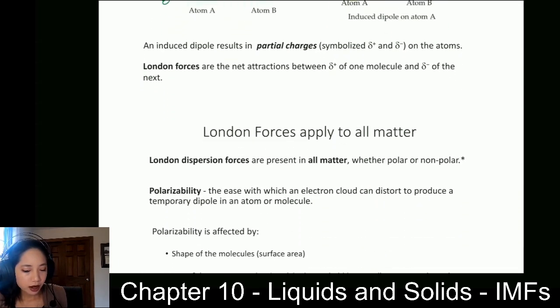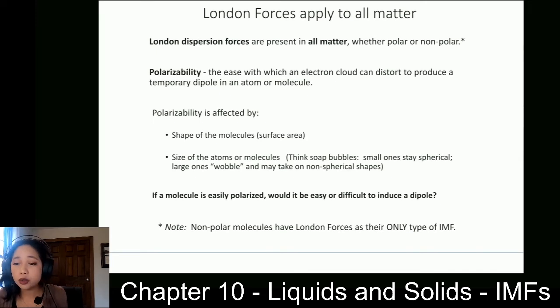London dispersion forces apply to all matter, but I noted that it's particularly important in nonpolar samples. The reason is that nonpolar samples cannot have dipole-dipole interactions or hydrogen bonding, and those two intermolecular forces are stronger than London dispersion forces. So nonpolar samples can only have London dispersion forces as their only intermolecular force. That's why it's particularly important in nonpolar samples.